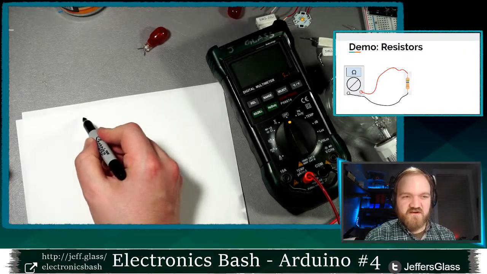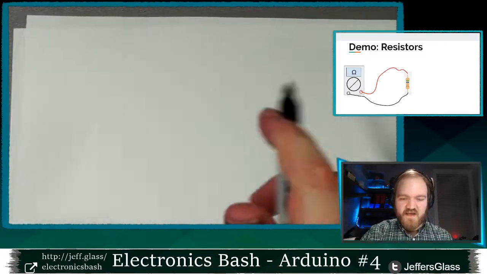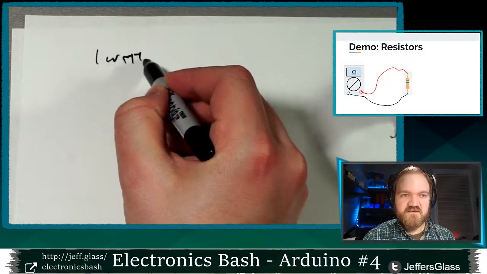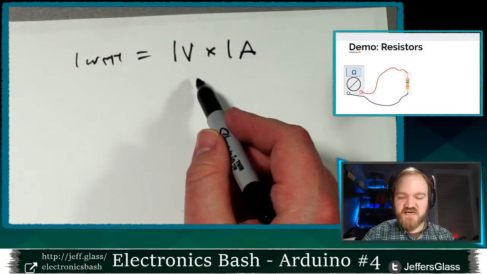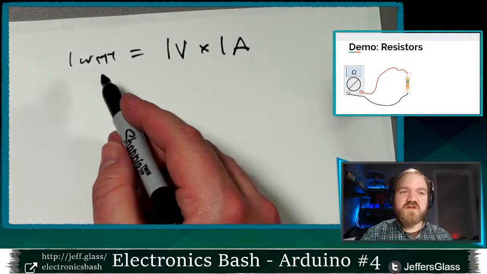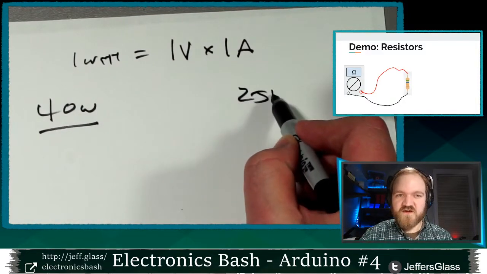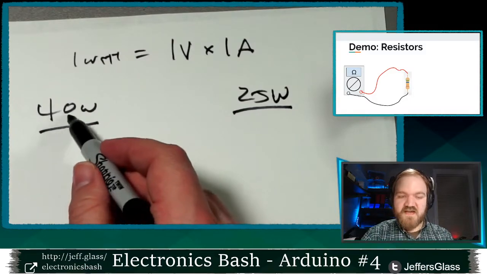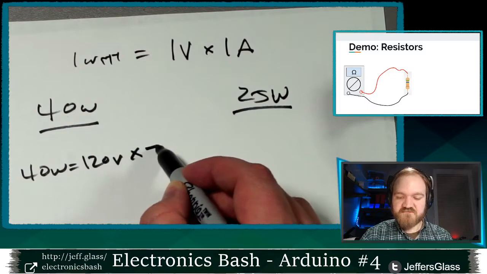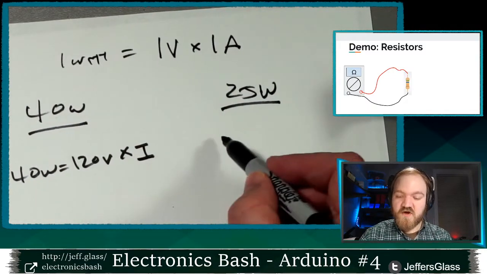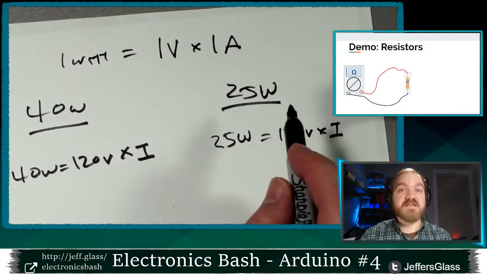We defined earlier a watt to be, that's why I need a whiteboard, 1 watt equals 1 volt times 1 amp. Our voltage is constant, right? So in our case, let's take a look at what's happening. We know our voltages for both of these. We have our 40 watt bulb over here, and our 25 watt bulb over here. In this case, we have 40 watts equals 120 volts times some current. Let's figure out what the current would be. Over here, we have 25 watts equals 120 volts times some current.